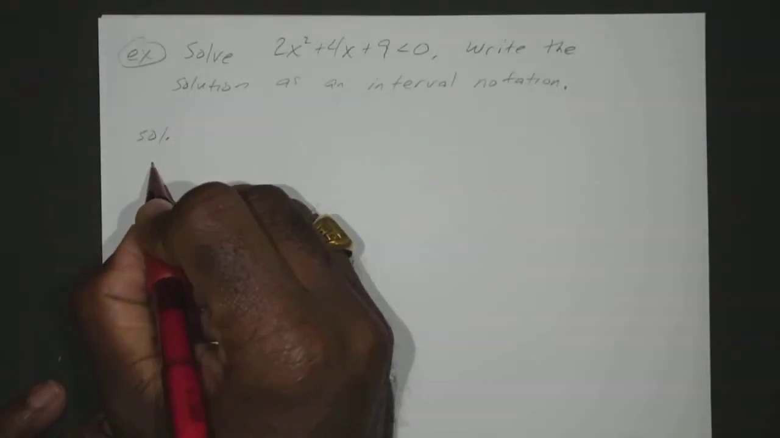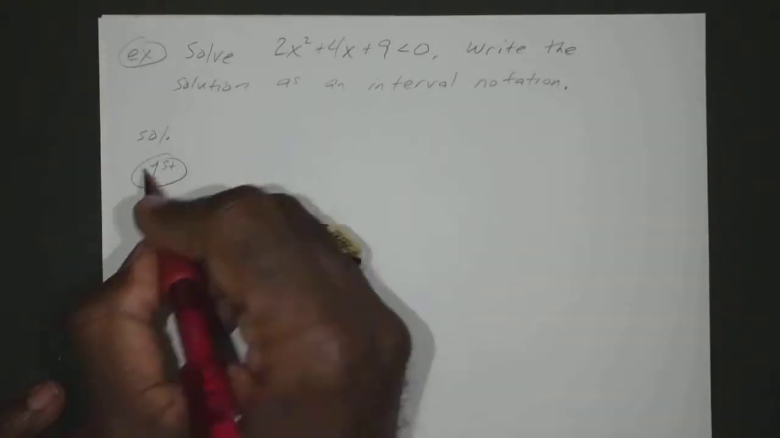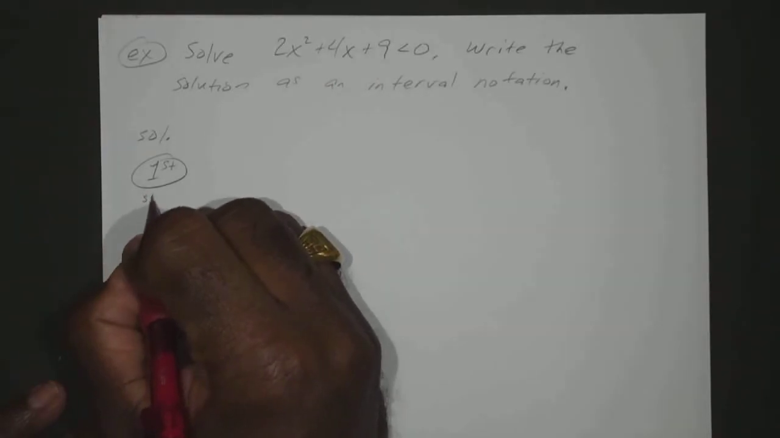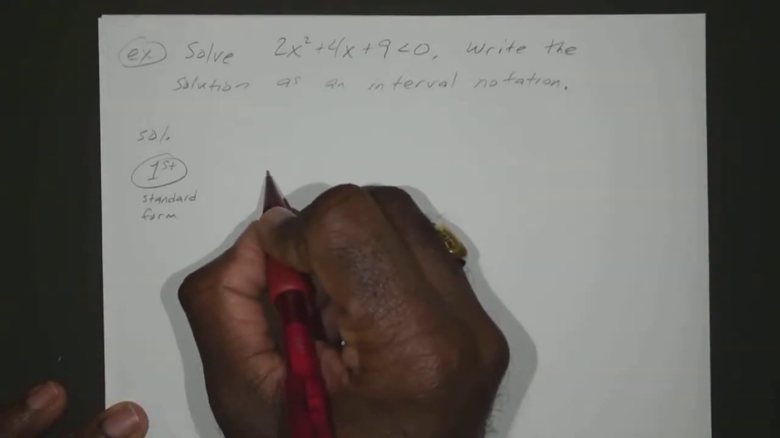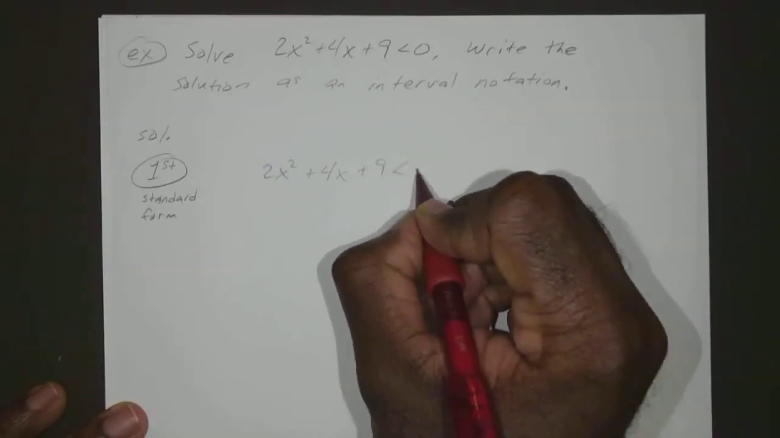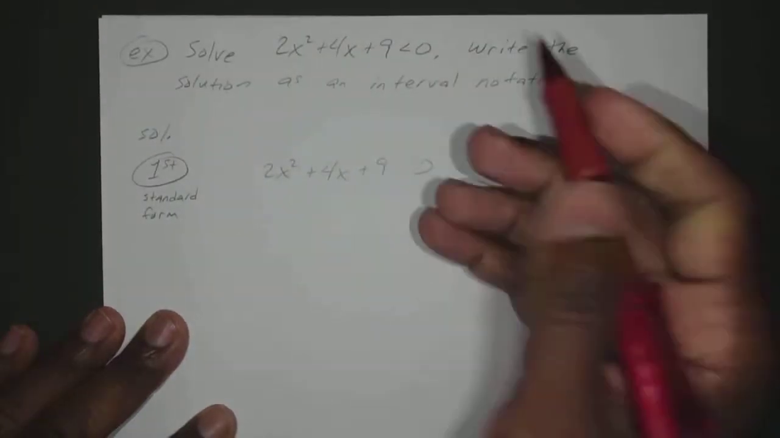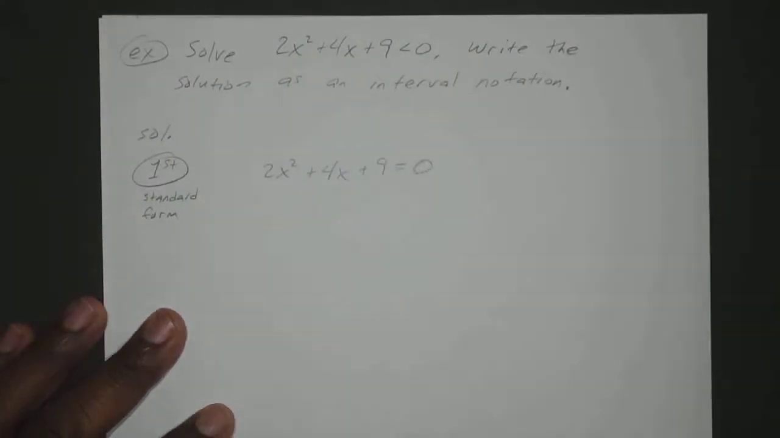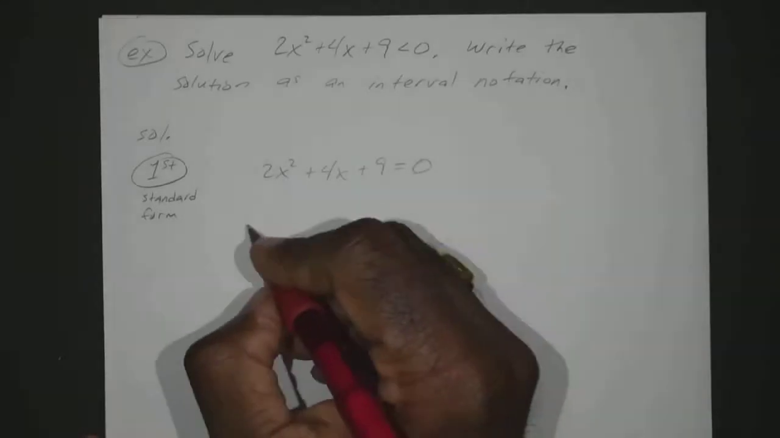So for this one, we're going to solve for our critical points, or basically put it in standard form, which it's already in. So you have 2x squared plus 4x plus 9 equal to 0. Since it's equal to 0, on this one I'll just use the quadratic formula. You can use any method you want to actually solve this part.